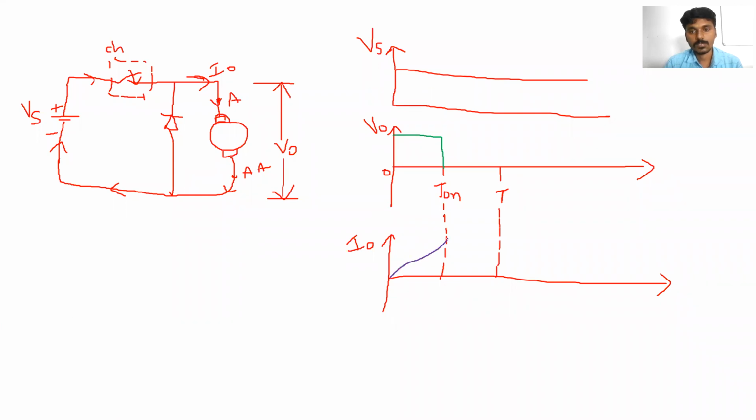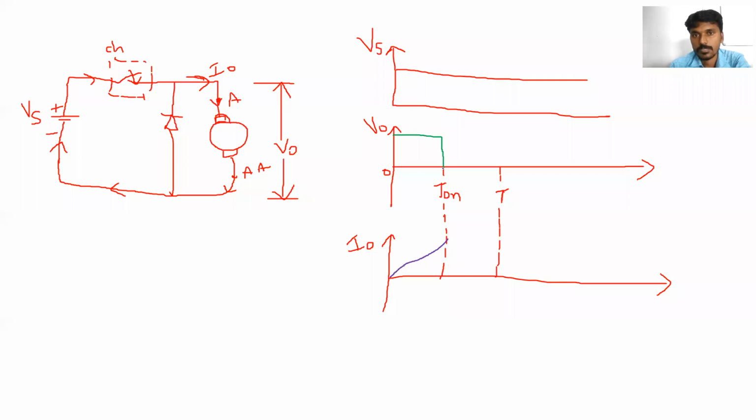Okay, this is the inductive load. The current is flowing like this. If it is a resistive load, the current and voltage waveforms are the same, because voltage and current are in phase with each other for a resistive load. But for an inductive load it will be different, due to the property of storing energy in the inductance. Clear?